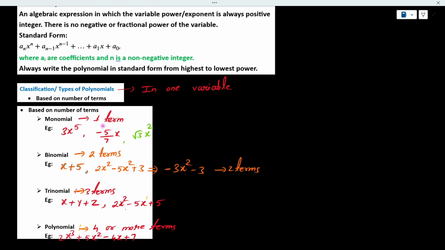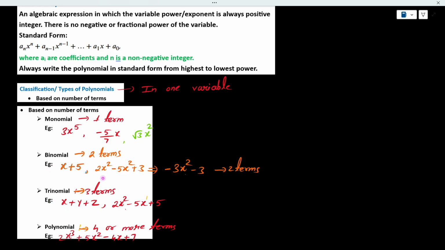Monomial means any polynomial with only one term, and all the terms are separated by addition or subtraction sign. The power of the variable can be anything, but the number of terms is going to be only one. Then binomials, there will be two unlike terms. So here, this is a variable term, this is a constant term, so together there are two terms.